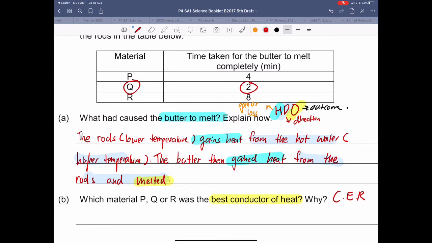Usually, the bigger the number means better, right? For example, someone who has $10,000 is richer than someone that only has $1,000. So the bigger the better. But in this case, it's the smaller the number, the better. Okay? So in this case, Q took the shortest amount of time.